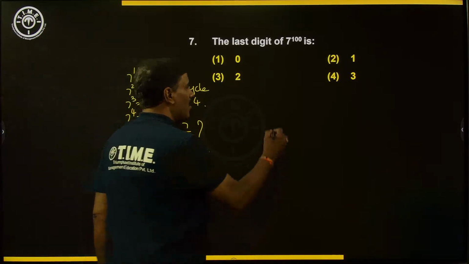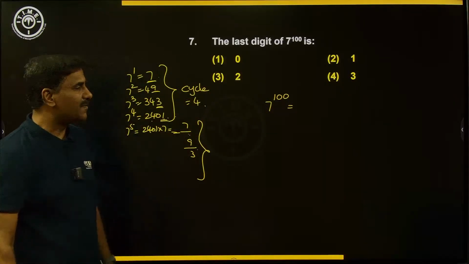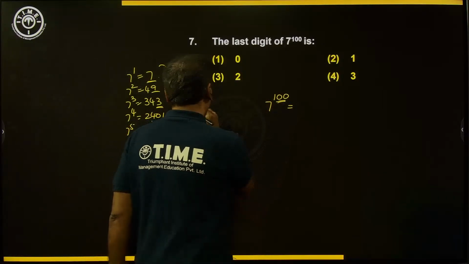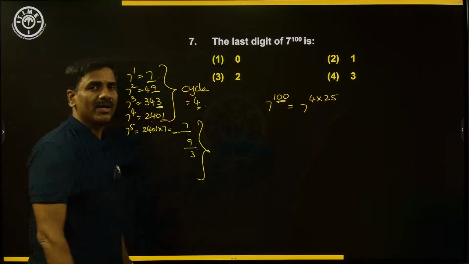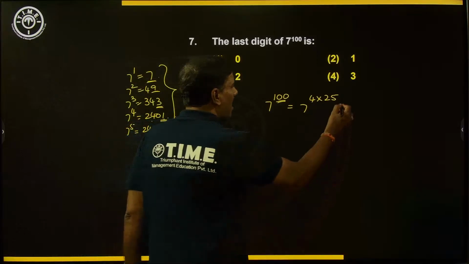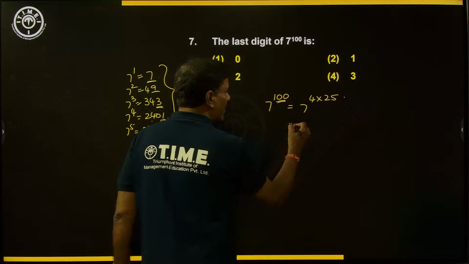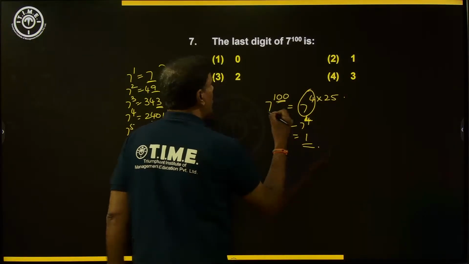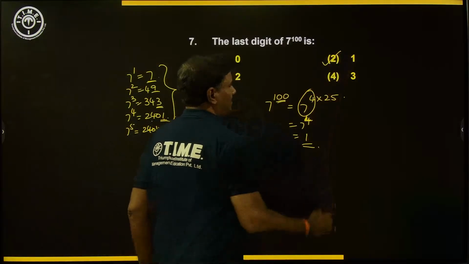Once we know the cycle for the last digit of that given base, we should express the index in terms of the cycle. Here the index is 100 and the cycle is 4. So we write 100 in terms of 4, which is 7 power 4 into 25. After expressing this, if you have any remainder, consider the remainder. There is no remainder here, so we consider only the cycle portion, 7 power 4. 7 power 4 is 49 square, which is 2401, ending with 1. So the answer for this question should be choice 2, right?